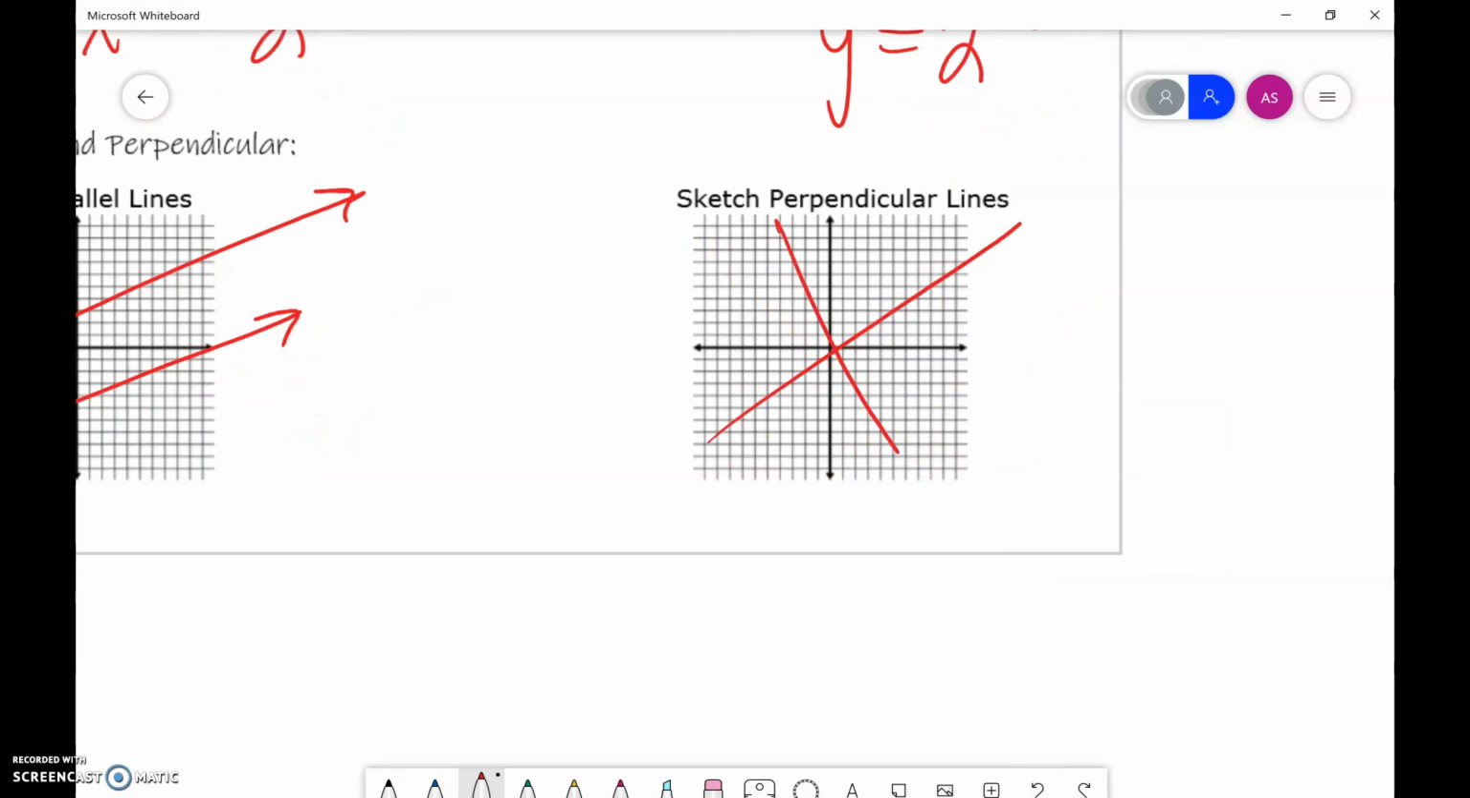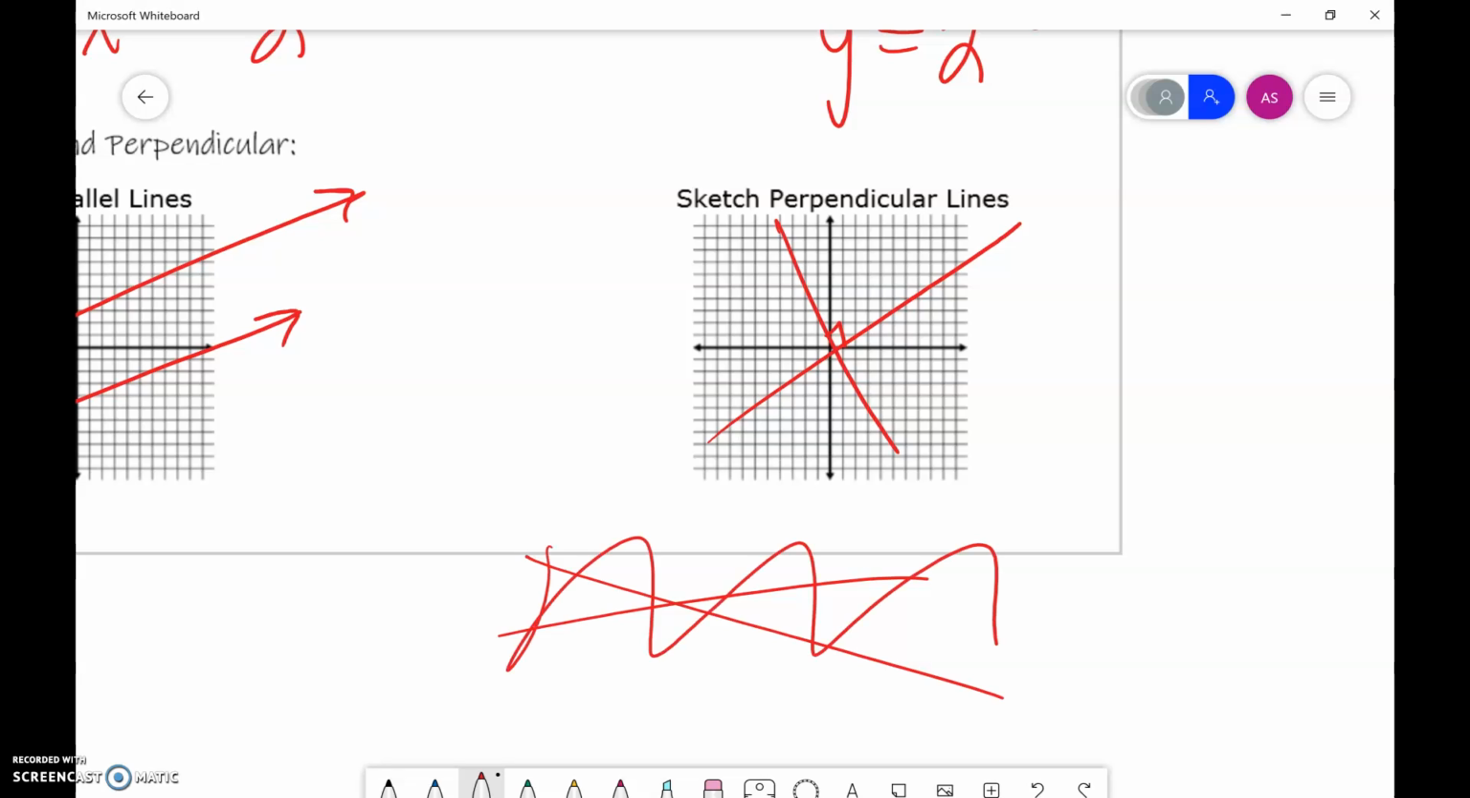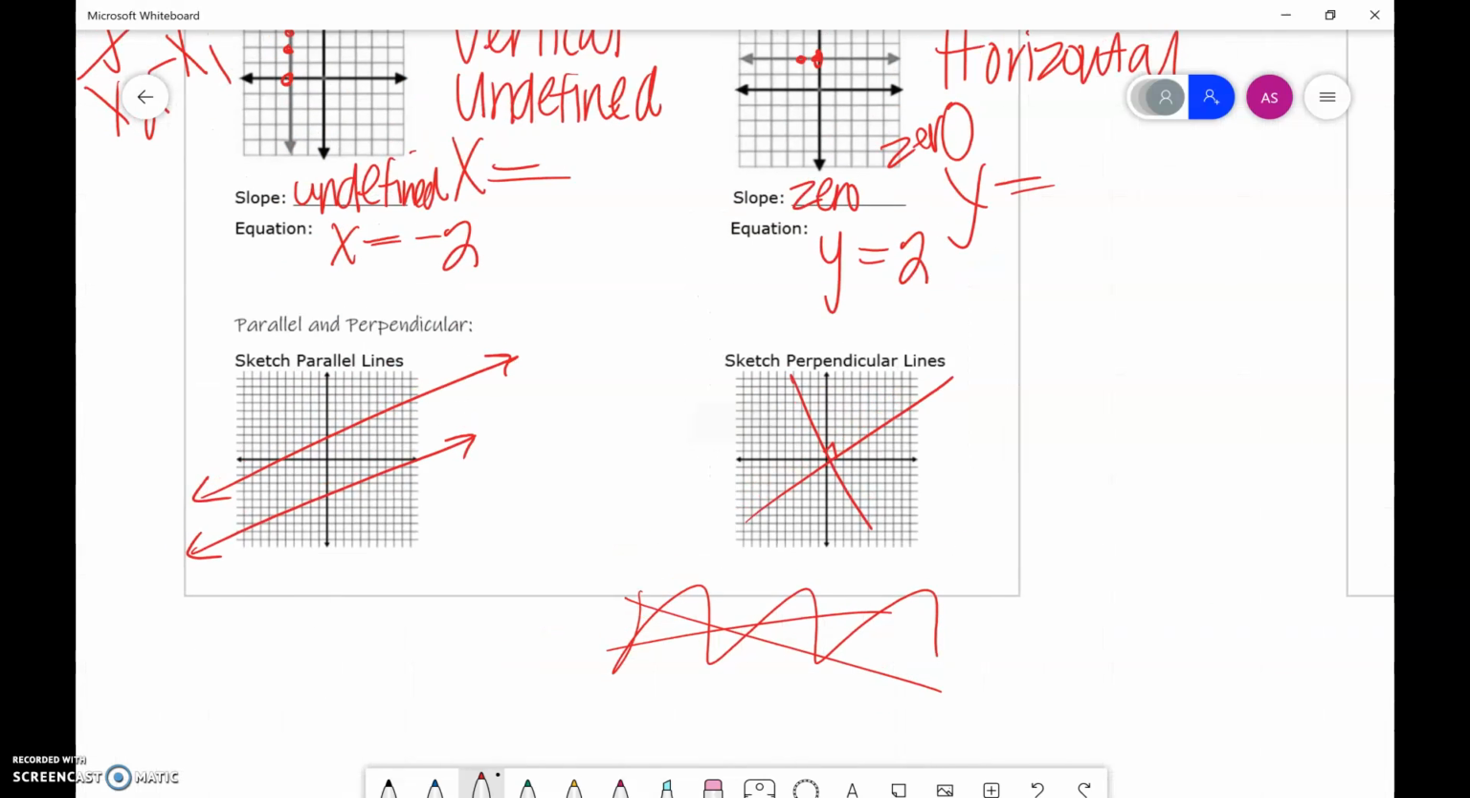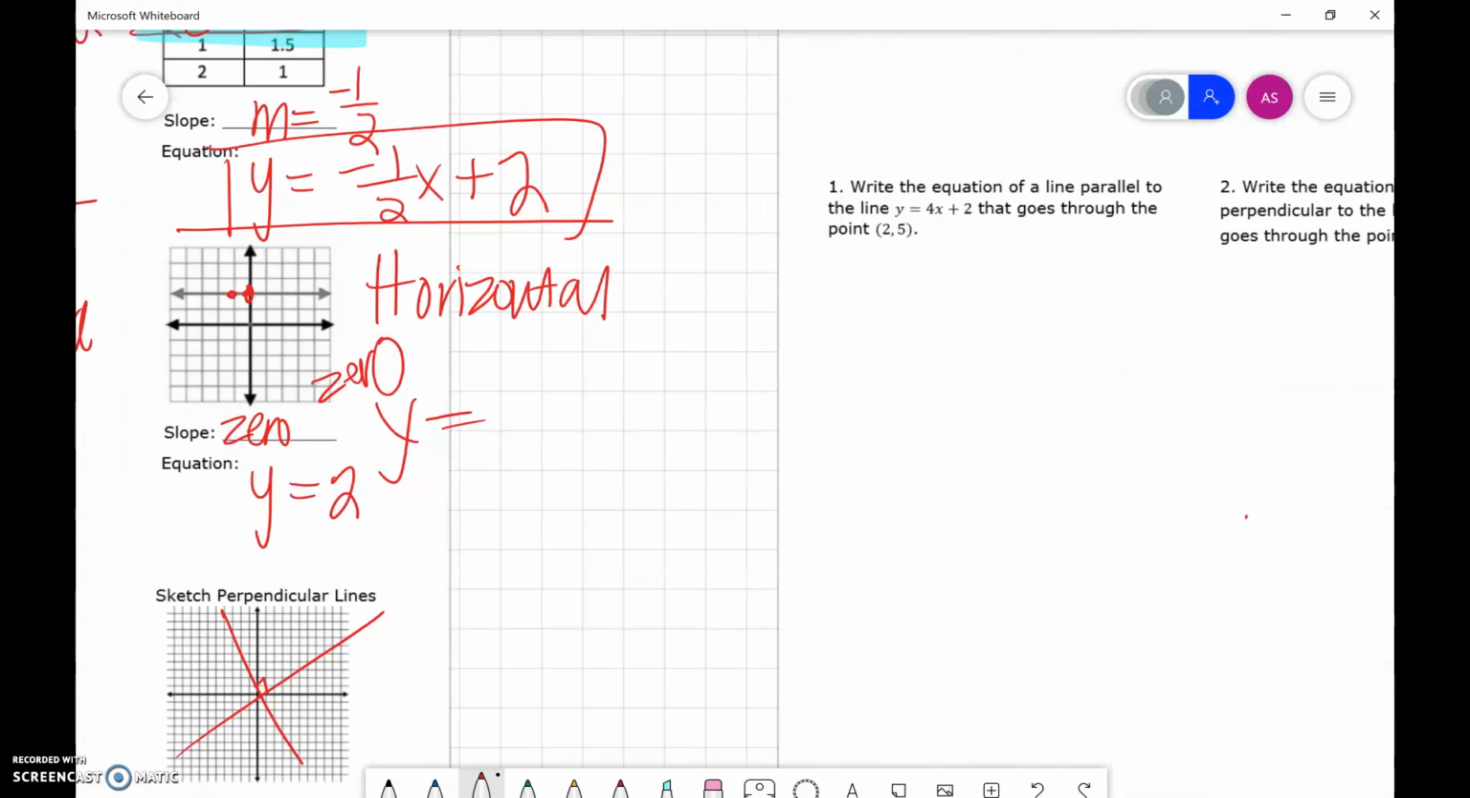Let me do that again. Okay, so if it crosses, like let's just say it crosses and it's not a 90-degree angle, these are not perpendicular lines. Those are just intersecting lines. Okay, but perpendicular lines have to cross at a 90-degree angle. So what we're doing today is writing the equation of that line.